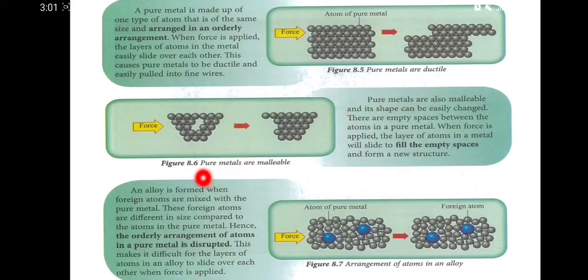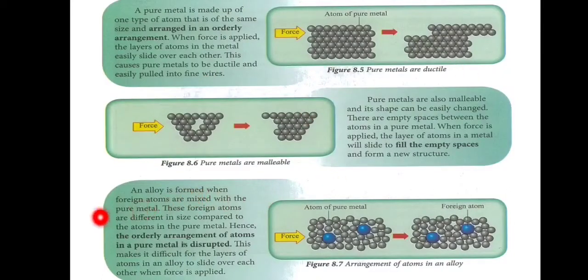Pure metals are also malleable. So, dua ciri-ciri kalau pure metal, satu malleable, satu lagi ductile. So pure metals are also malleable and their shape can be easily changed. There are empty spaces between the atoms in pure metal. When force is applied, the layers of atoms in the metal will slide to fill the empty spaces and form a new structure. So di sini kena ingat, pure metals are malleable and ductile. Malleable maksud dia mudah dibentuk, and ductile here means mulur, mulur means easy to be pulled into wires.